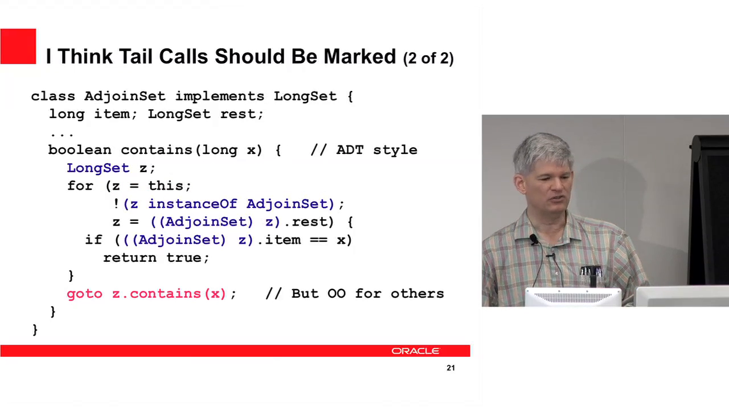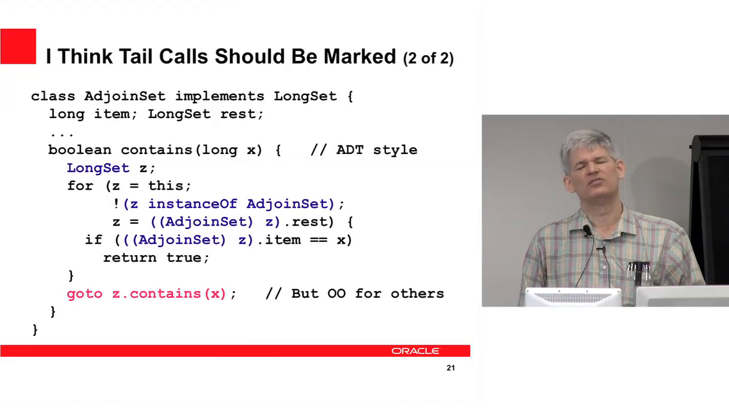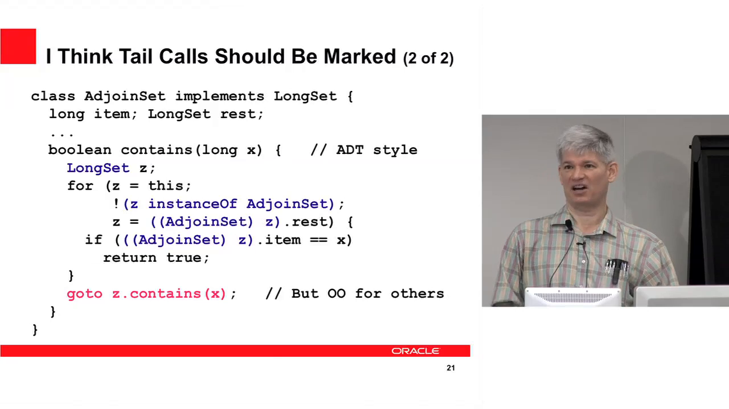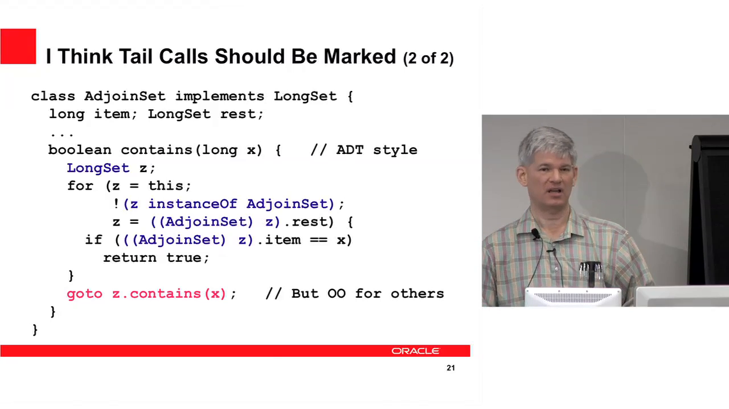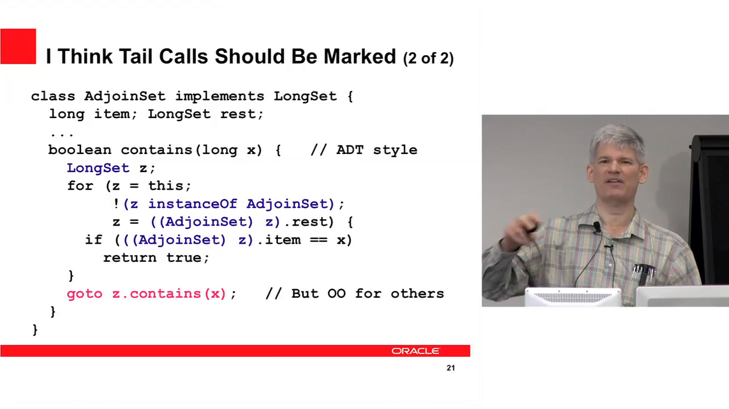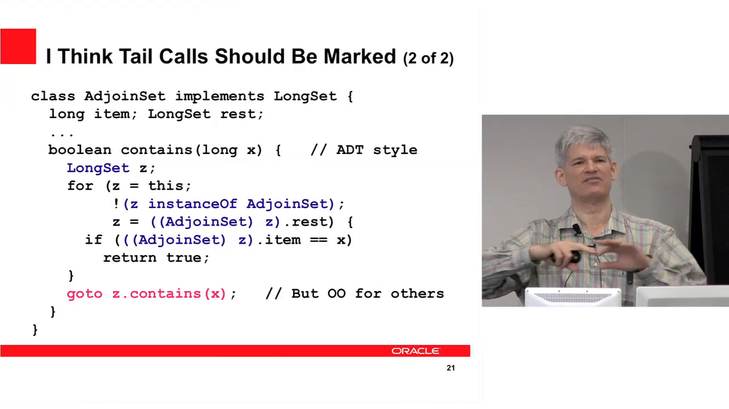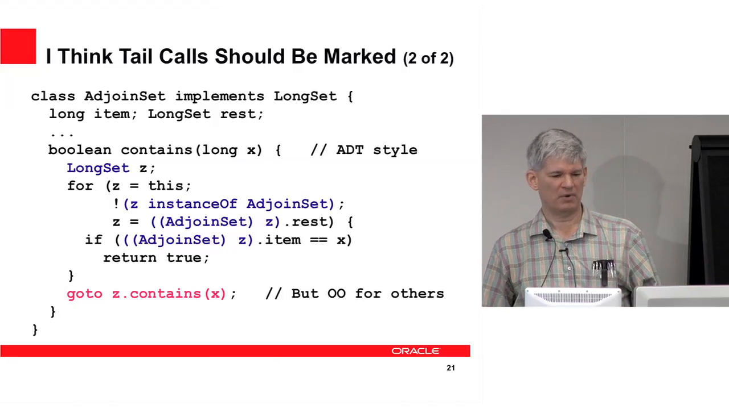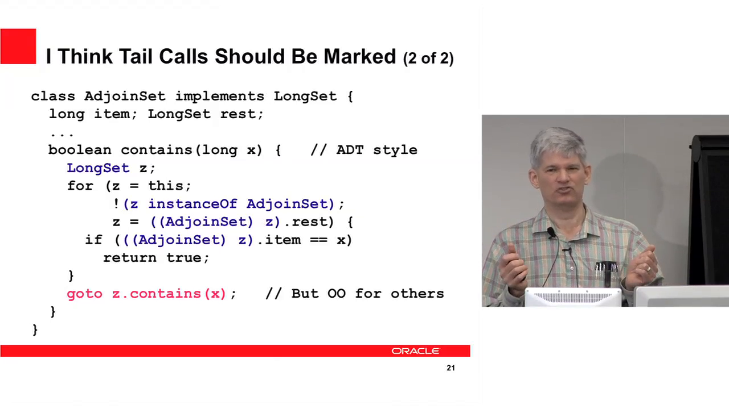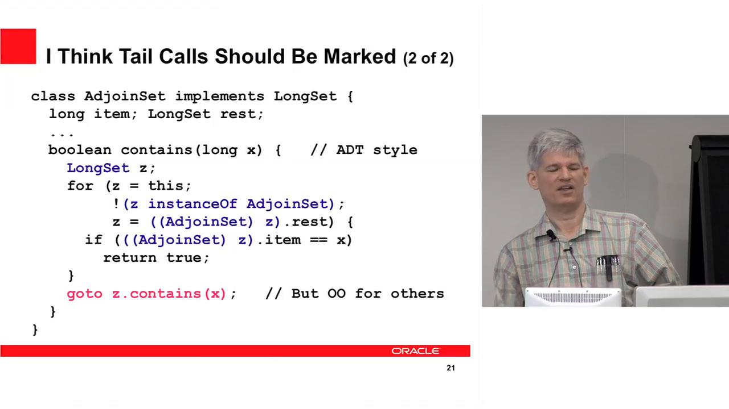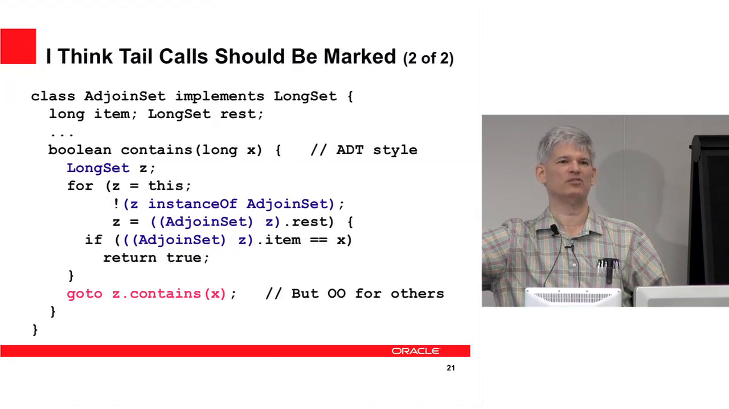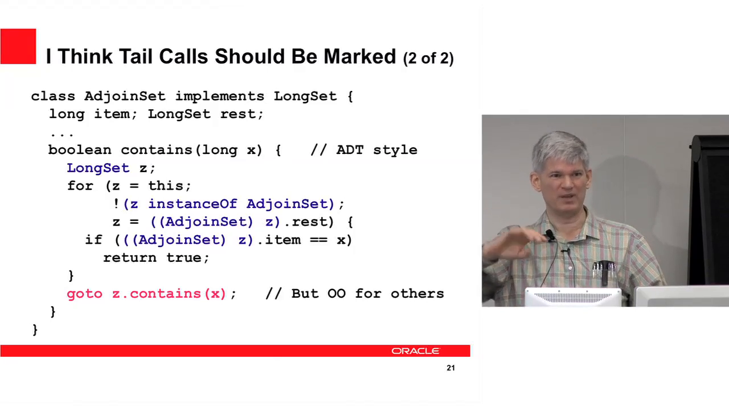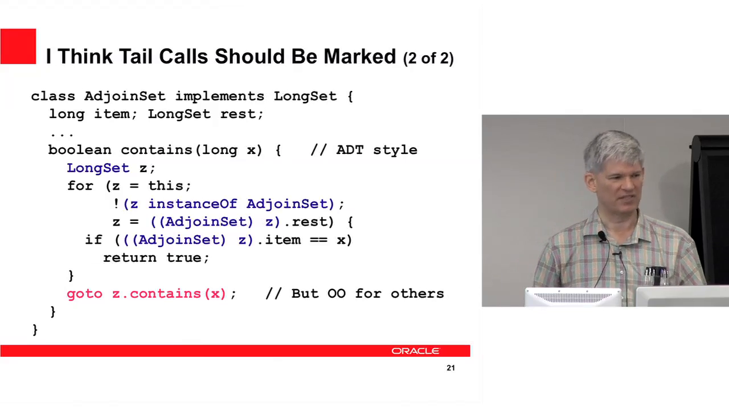Whereas if I decide to use an explicit loop, this is more of an abstract data type style, where for objects that are not of my kind or not of my tribe, then I continue to be object-oriented. And when I fall through, if I chase down the chain of AdjoinSets and haven't found what I wanted, then I do the object-oriented thing and say, well, I don't know about you, you take care of it. But for guys who are like me, guys who are other AdjoinSets, I feel quite free to reach inside their representation and grab their fields, even though they're not my fields, but they are of my type. And that's what we mean by an abstract data type, as opposed to being purely object-oriented. And there are advantages to being able to do that.